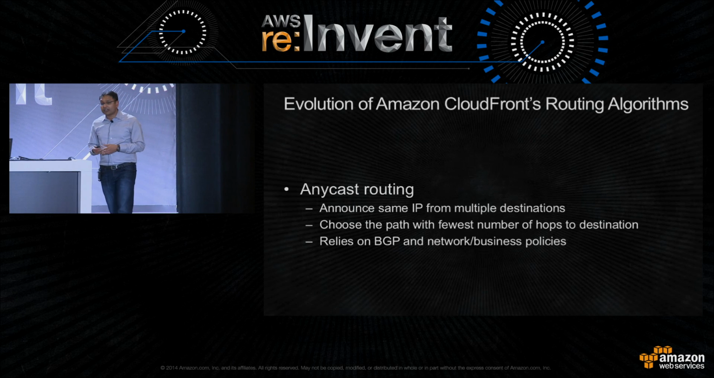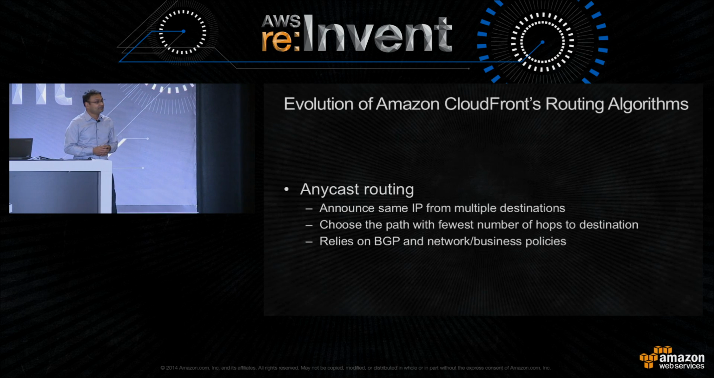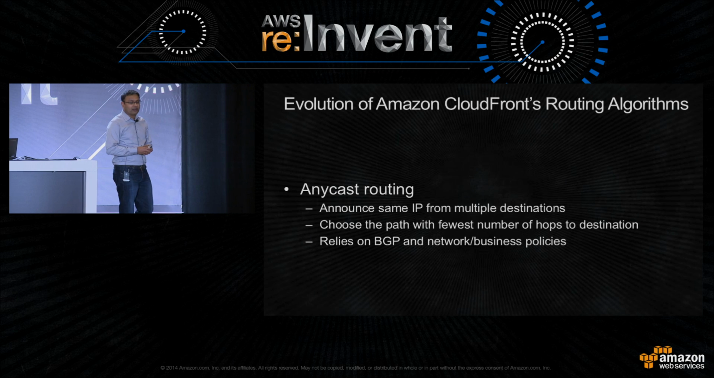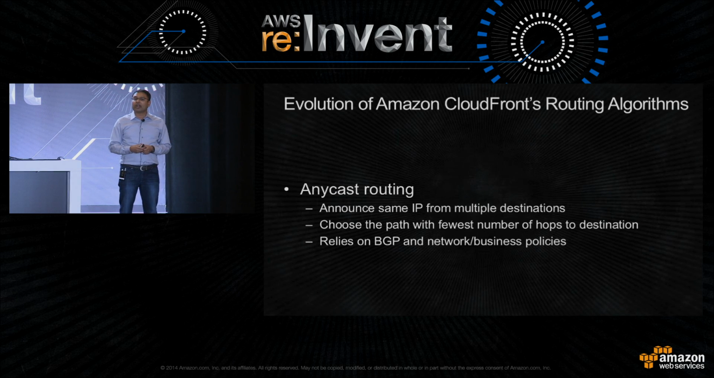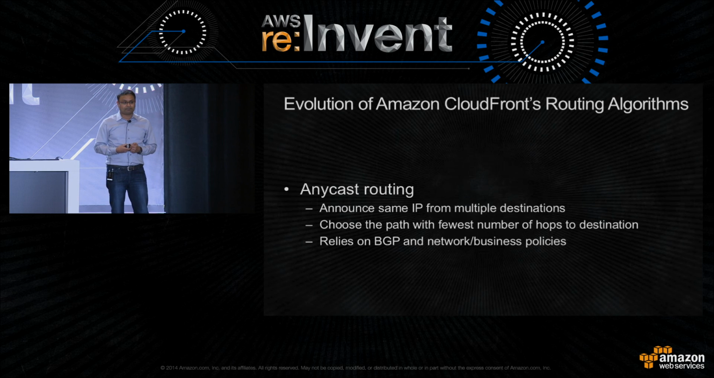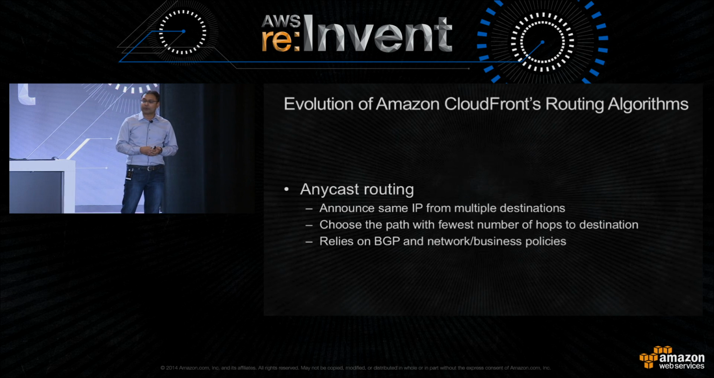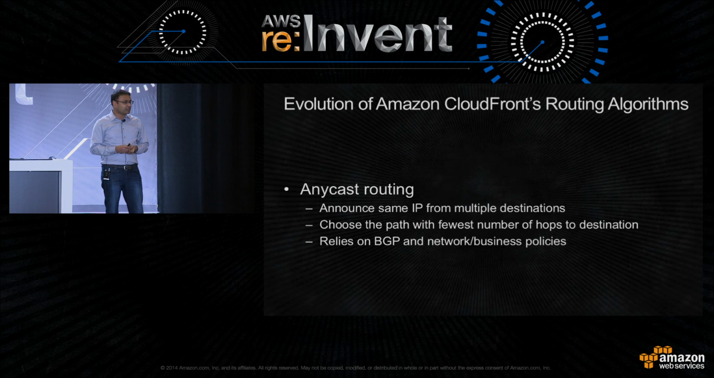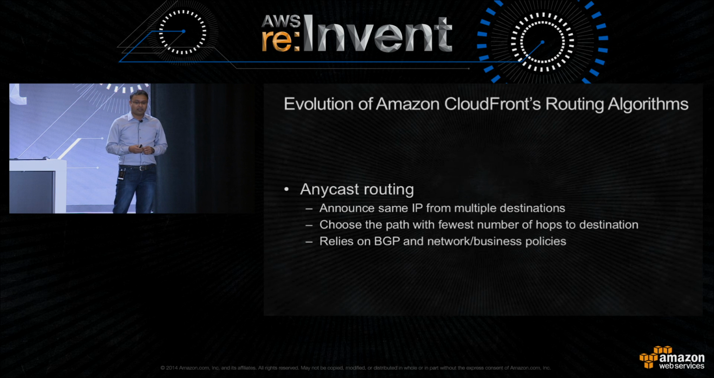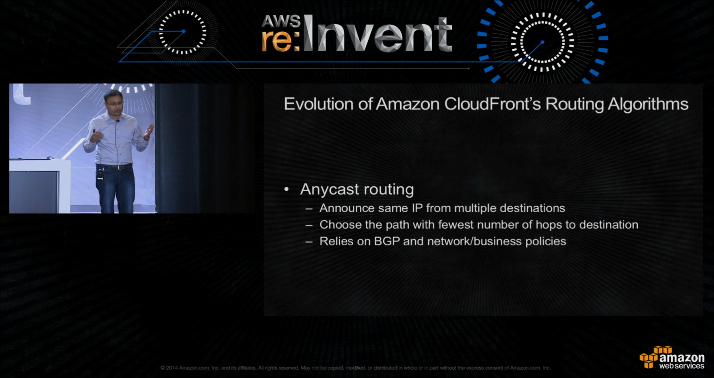So the first thing we started with was anycast routing. So we looked at our network and we said, well, briefly, you announce your IP space from multiple edge locations. You rely on the internet to actually associate a specific user to an edge location by following the shortest hop path. So this relies on BGP and network business policies. And here's what we found.